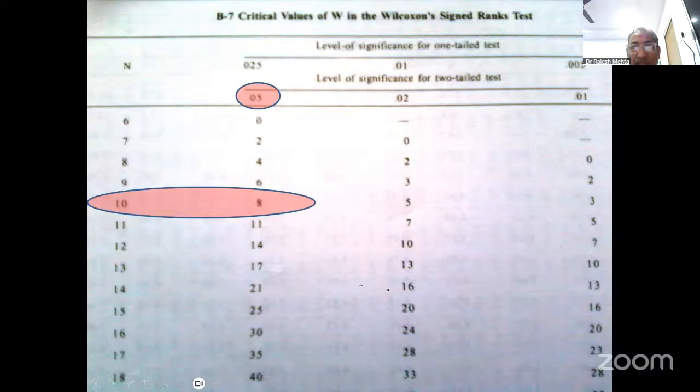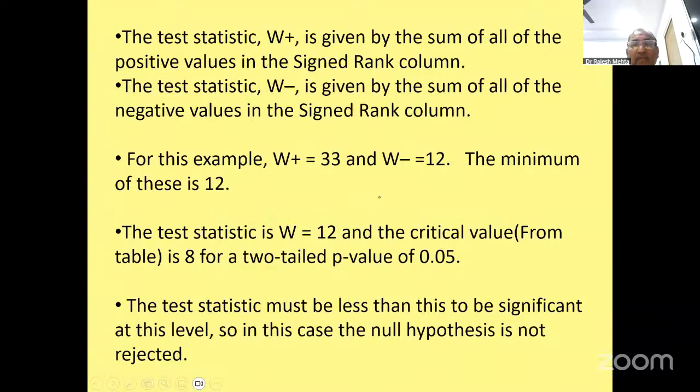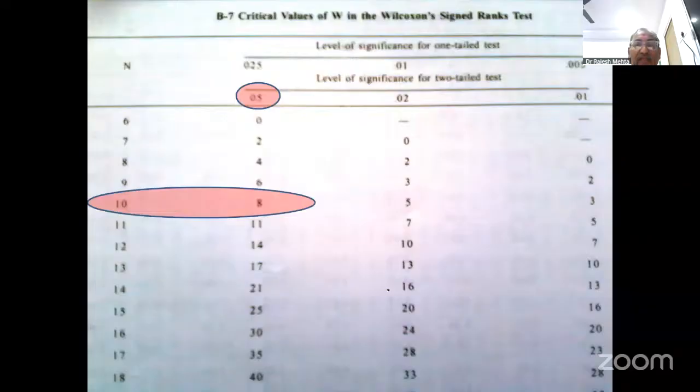So again, go back over here. W is 12. If this W, instead of 12, had been 6, then it would come somewhere over here. Because 12 is more than 8, the p value is also more than 0.05, and that's why we accept the null hypothesis. If the p value is less than 0.05, we reject the null hypothesis.